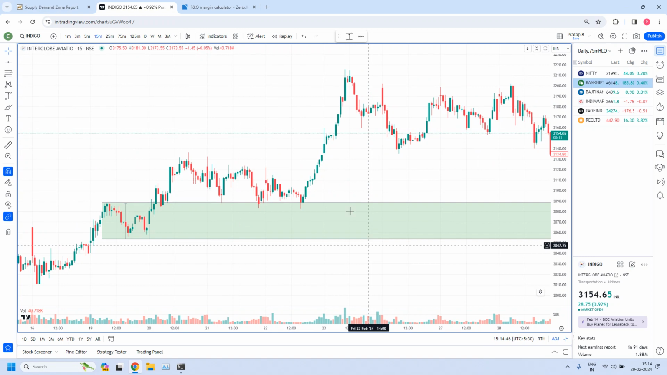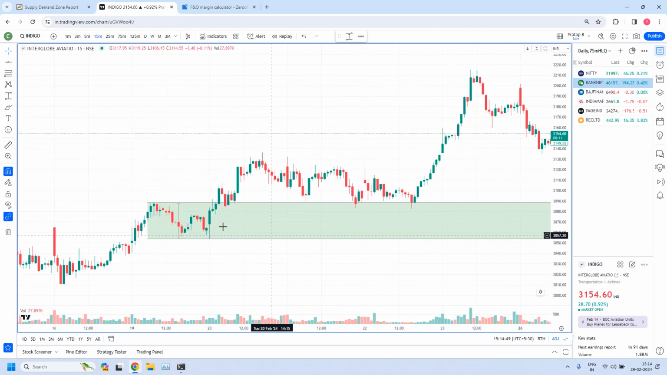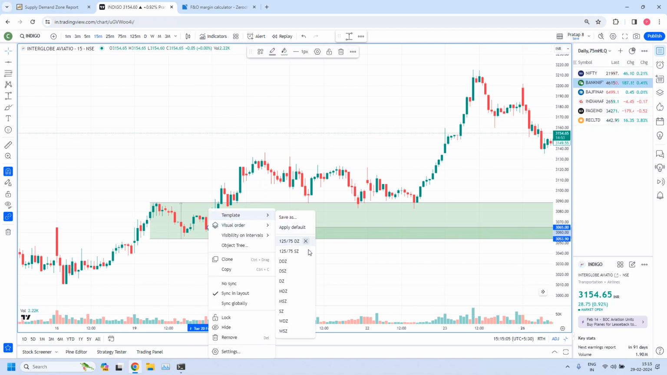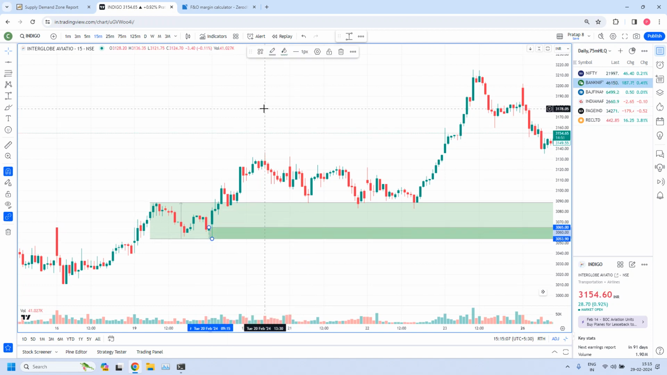Okay, here we have rally candle, two base candles, rally candle, and we have drop candle, base candle, rally candle. We have two 15-minute zones here. This is one 15-minute zone, and this is another 15-minute zone.